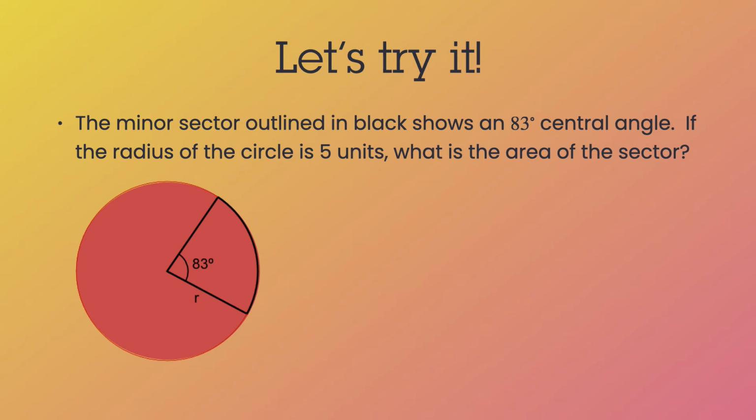Here's a circle. There's a minor sector outlined in black that shows an 83-degree angle there in the center. If the radius of this circle is 5 units, what is the area of that sector outlined in black? Here's the formula that we just talked about for area of a sector. Remember that theta over 360, we're going to plug in our angle there. So we'll end up with 83 over 360. And of course our radius is 5, so we'll plug in r equals 5.